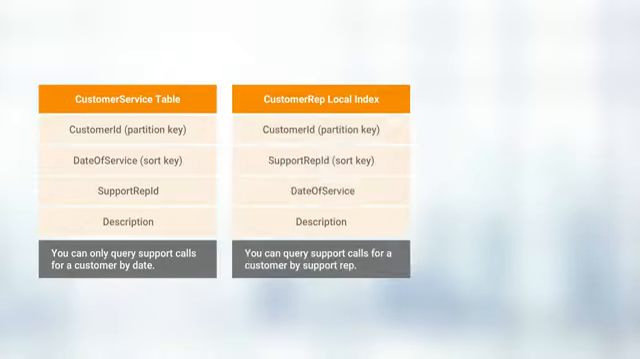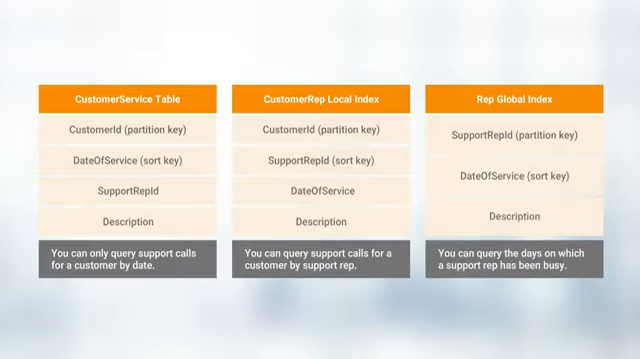a particular date range. To query support calls for a customer and a particular support rep, you can set up a local secondary index with customer ID as the partition key and support rep ID as the sort key. To query the days on which a support rep worked on issues, you need to set up a global secondary index with support rep ID as the partition key and date of service as the sort key. DynamoDB allows you to create indexes with exactly two key components, a partition key and a sort key.